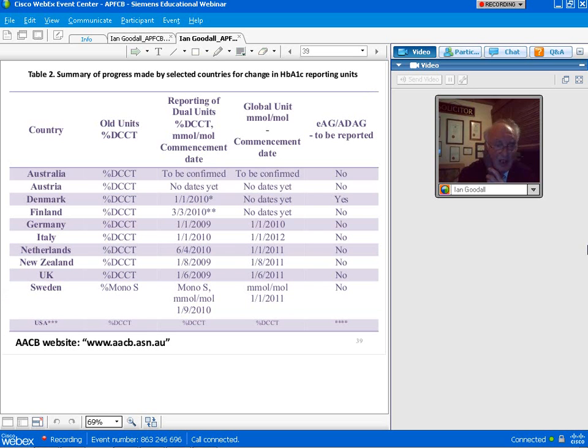And to go to dual units and then to go to millimoles per mole, with everyone apart from the Americans, who will stay with DCCT. And eAG will be reported, is going to be reported actually in Denmark, but they're still thinking about that. But the only other country that's got it in is the United States. So I'll just move along a bit.